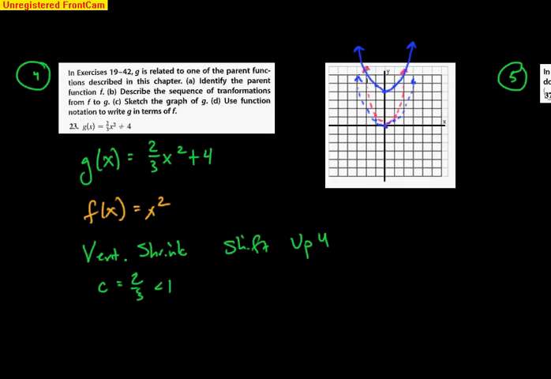And you can see it just got a smidge wider. I mean, 2/3 is really close to 1. So it's just a smidge wider. And there you go. Handle reflections and these non-rigid transformations first, and then shift it second. All right, good.